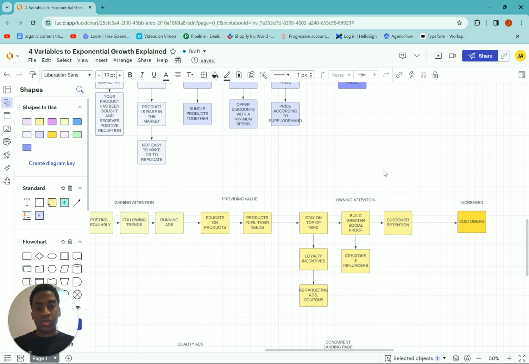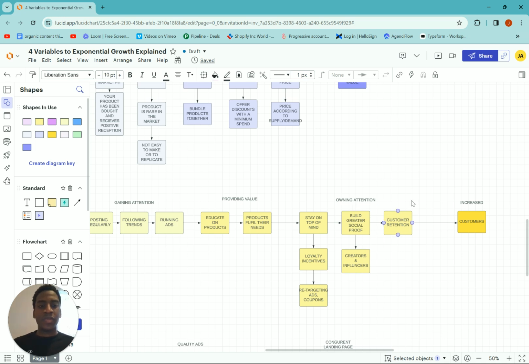Now, build greater social proof is a great one. So have creators, influencers, and customers who've used your product make content as well, because then people know, I can see people who have used this product for longer than me, or maybe I haven't used the product at all, but I can see trusted people who are valued in the online space are using this product. Why shouldn't I use it? Or maybe I should continue to use it because I'm using a product that so many other people like and enjoy, right? So you're owning their attention.